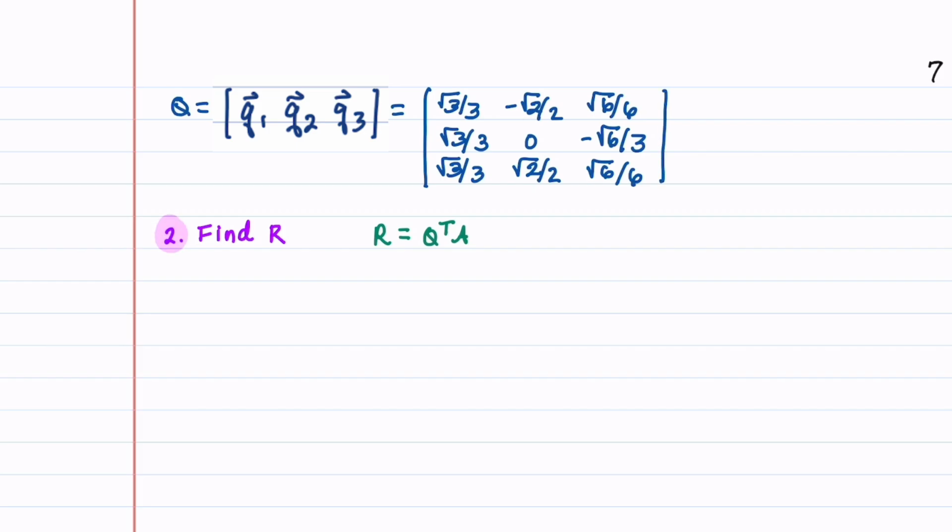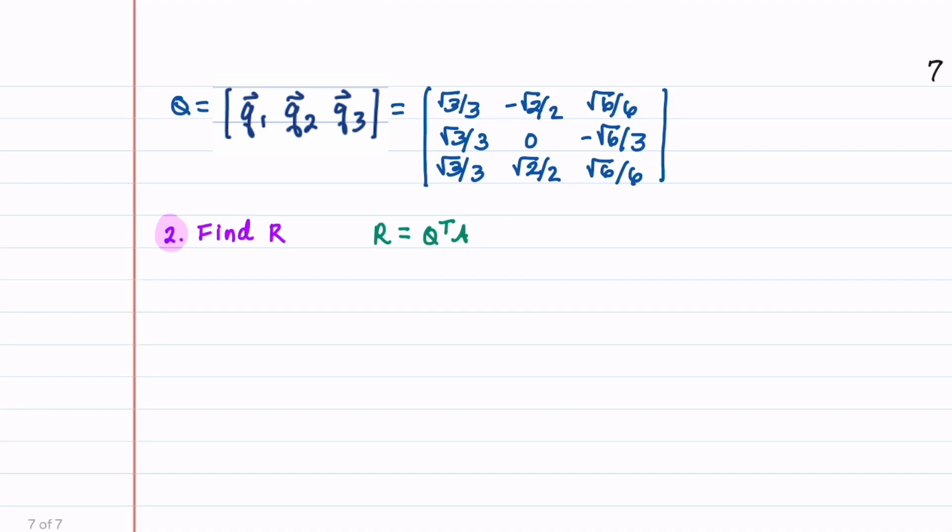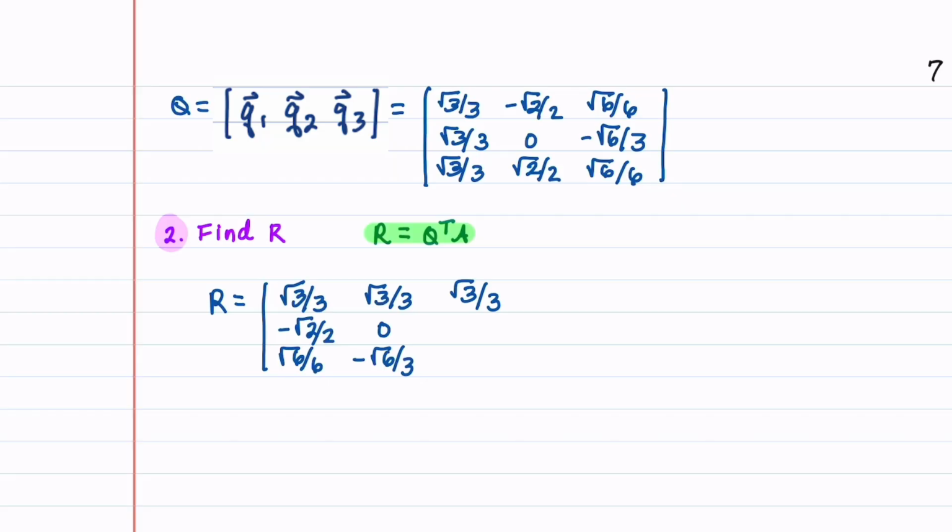Now we're going to find matrix R. Matrix R is defined to be Q transpose times A. What we'll first do is take matrix Q above and take the transpose of it. Remember, the transpose of a matrix is when the first column becomes the first row, and we just switch the rows and the columns. So I'm going to take our first row, root 3 over 3, and make it our first column. And then I'm going to take our second row and make it our second column. And then I'm going to take our third row, and that's going to become our third column.